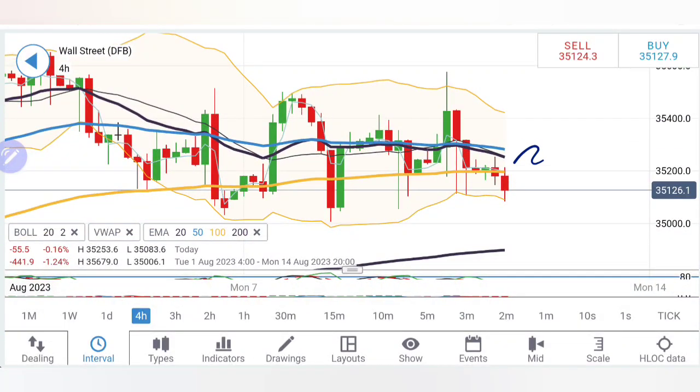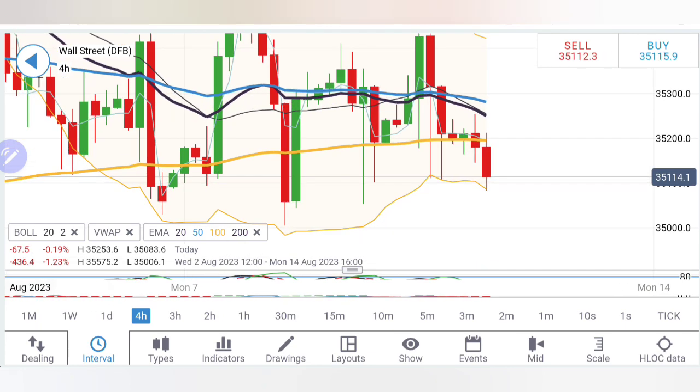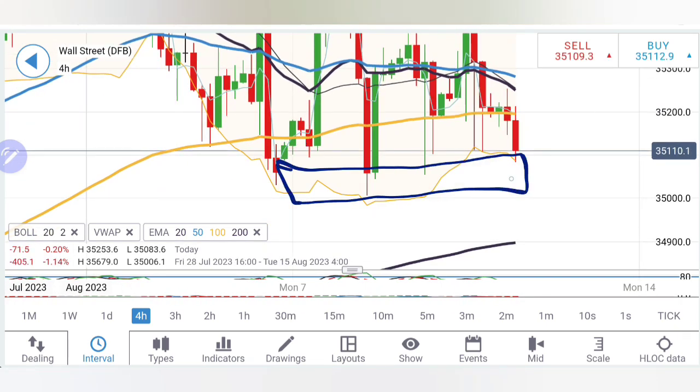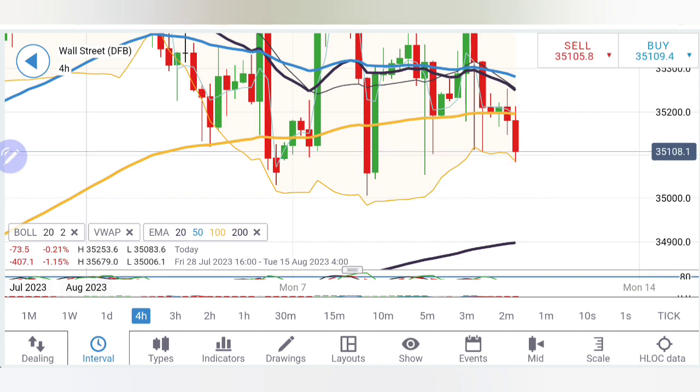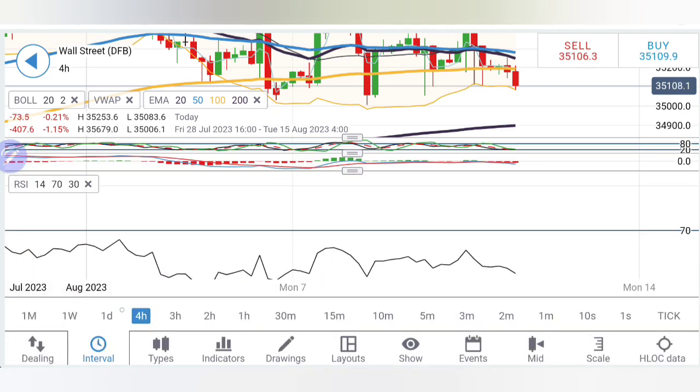And likewise on the 4-hour charts, increasing bearishness, increasing body size, suggestive of that once it stays below this zone. See, this is a very critical zone here for US30, between 35,100 and 35,000 levels. Only below 35,000 is where the bears will take over. Stochastic at bottom, MACD divergent and bearish, RSI looking downwards.